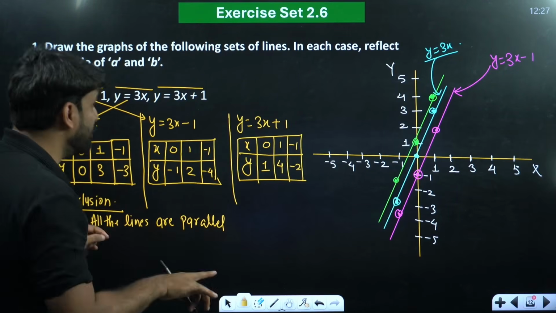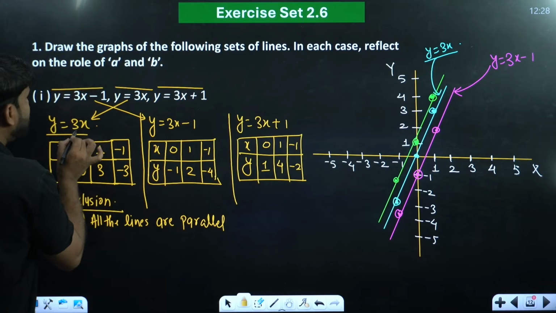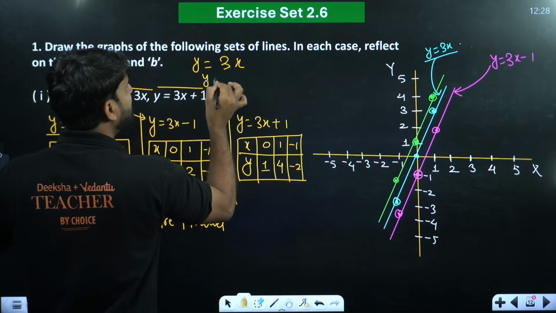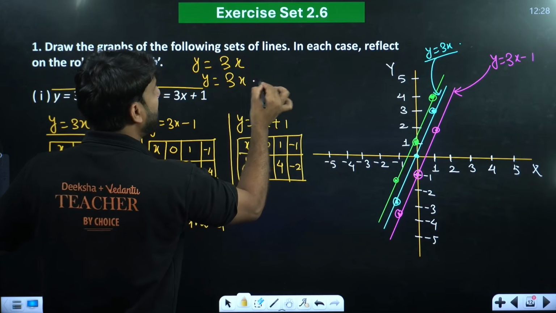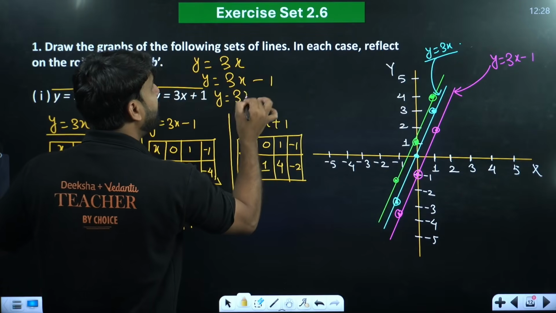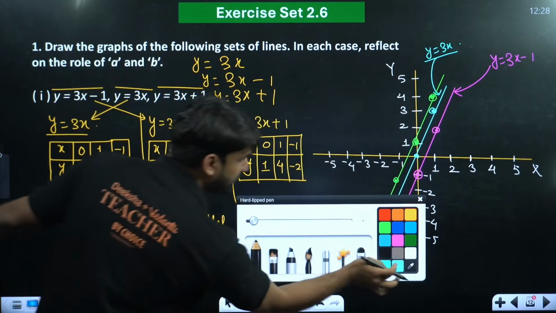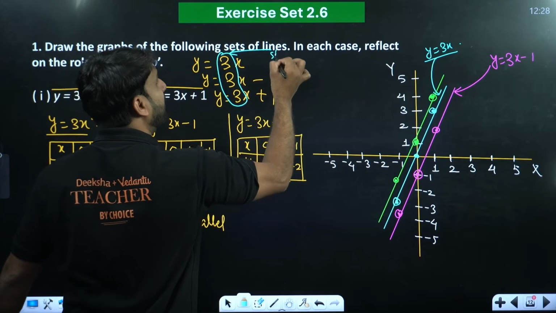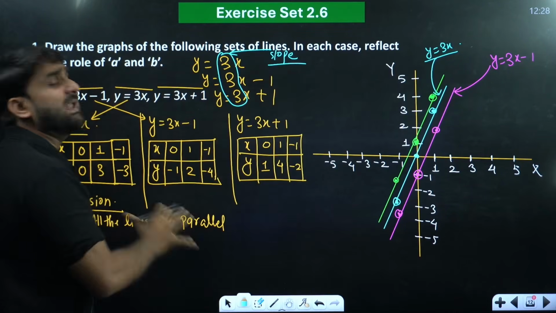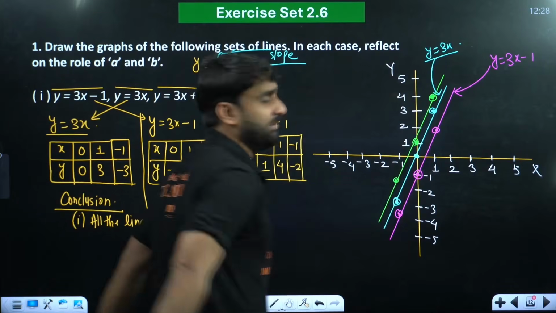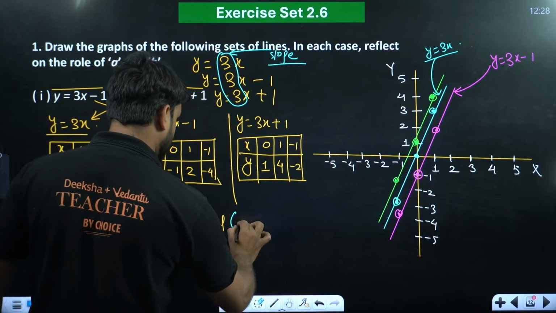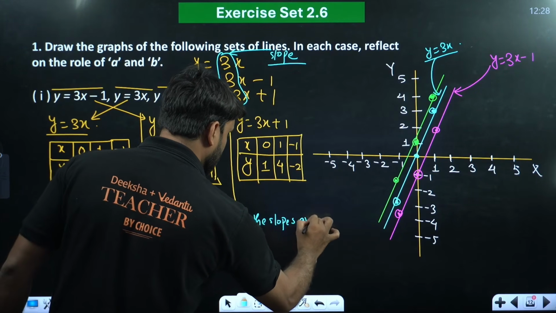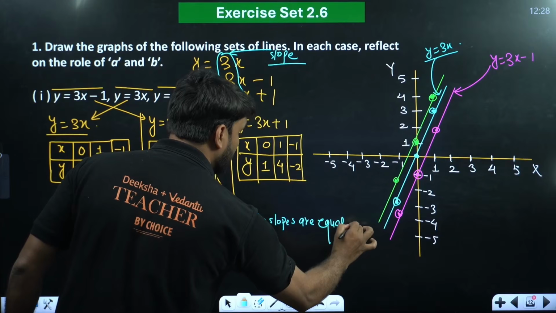Just focus here. First is y is equal to 3x. Second is y is equal to 3x minus 1. Third is y is equal to 3x plus 1. Can you see the common thing? The common thing is 3, and this is basically the slope. If the slope is equal in every line, it indicates that all the lines will be parallel to each other. So we can mention the reason also: all the slopes are equal. Slope is equal to 3.